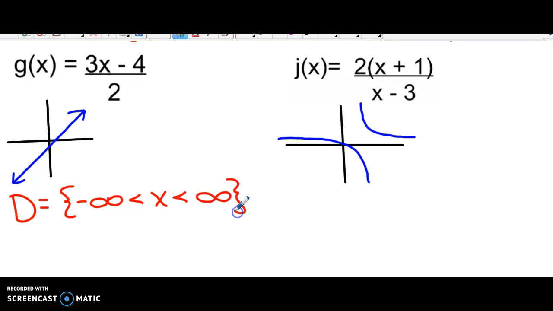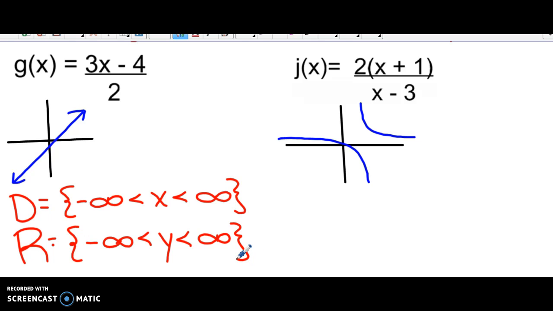And I think it would do the same thing for the range if you wanted to see what that was going to be doing. All right, you can check your table. I don't think there's anything that it's not allowed to be. All right, how about the next one?